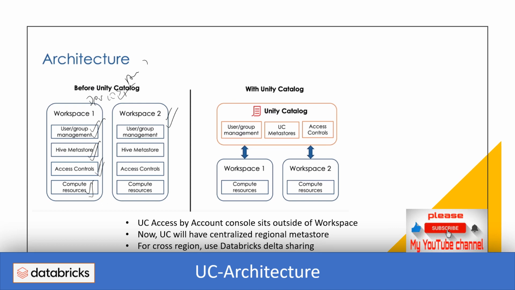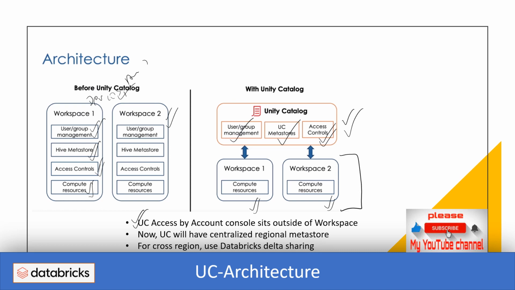But what Unity Catalog is saying is that it sits outside of the workspace. If you see this diagram, it's outside of the workspace. Workspace 1 will be a separate entity, workspace 2 is a separate entity, but Unity Catalog is common and connects with the different workspaces. Unity Catalog will have its own user groups and management. Unity Catalog metastores, 1 to n metastores are there. Access control can be controlled through the Unity Catalog. If you go to those three points, Unity Catalog is accessed by the account console and sits outside of the workspace. That's where we are talking about workspace and Unity Catalog: there is a separation. It's outside of the workspace.